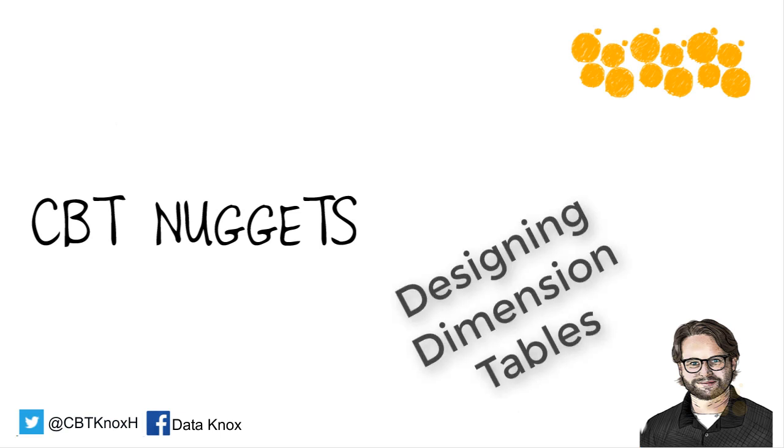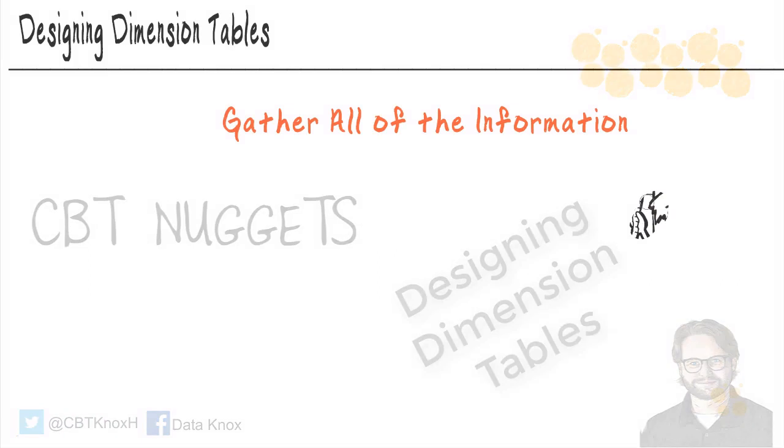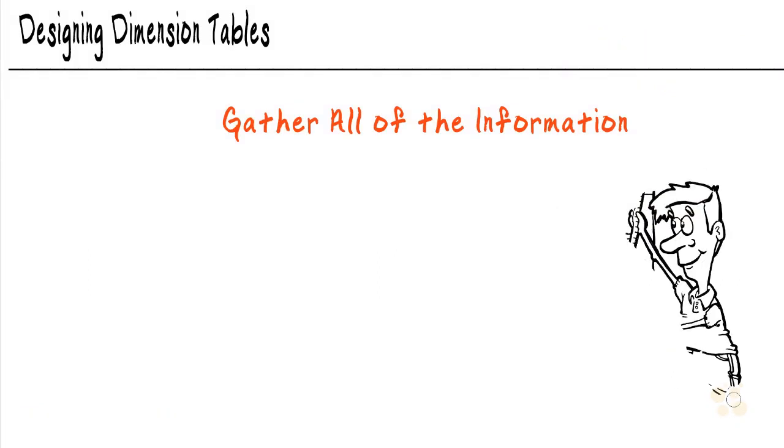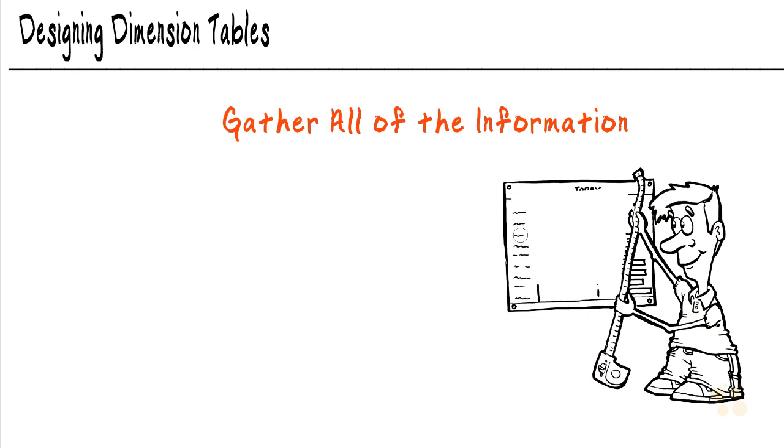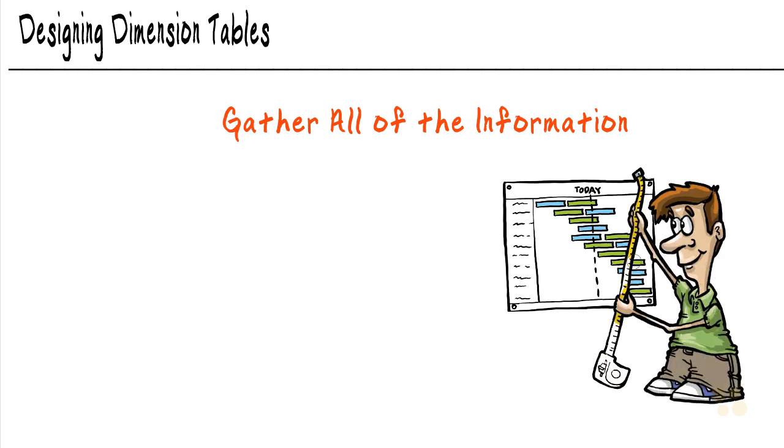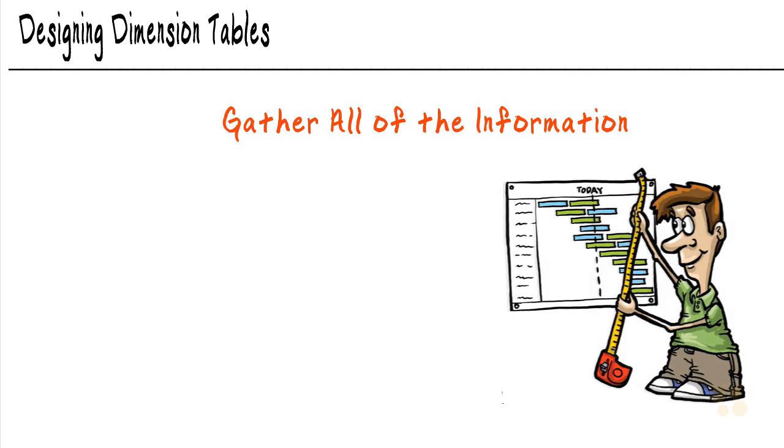Designing dimension tables. Okay, we've got facts, we've got dimensions, we've got our schema picked out. We're going to go for a star or snowflake schema. Now it's time to actually sit down and start putting the rubber to the road. We're ready to start actually designing the column structure of our dimension tables. So we just dive in and we start just making tables, right? No, of course not. We have to first look at all of the information that's available to us.